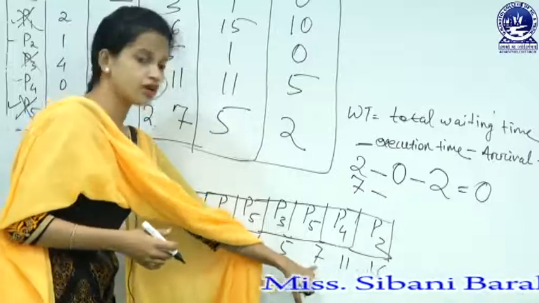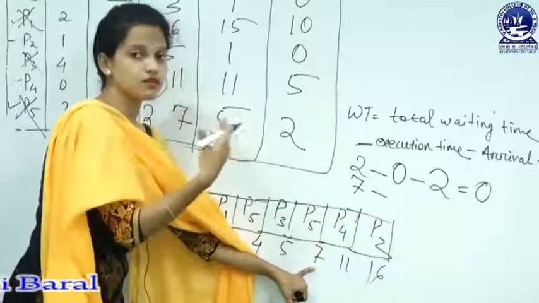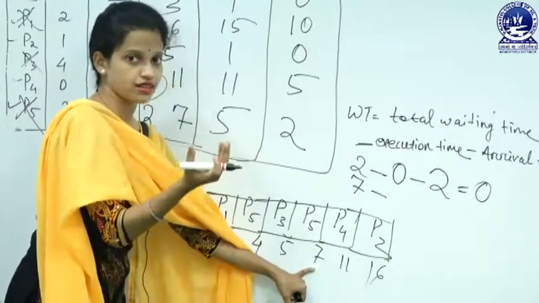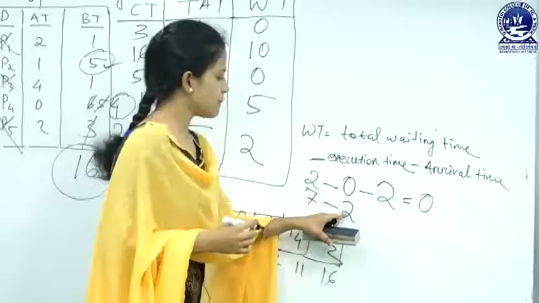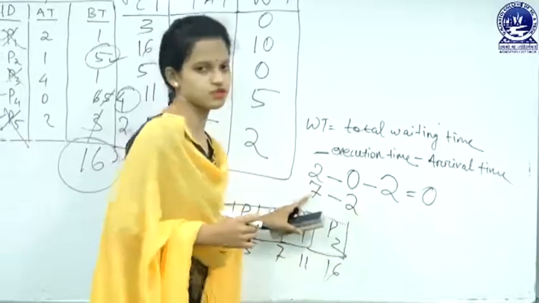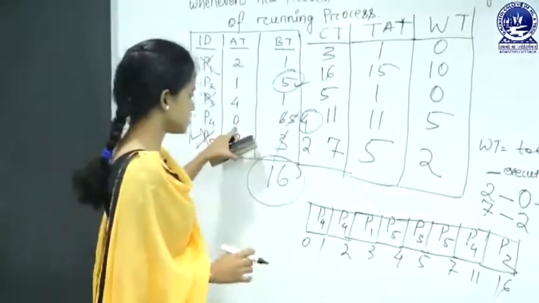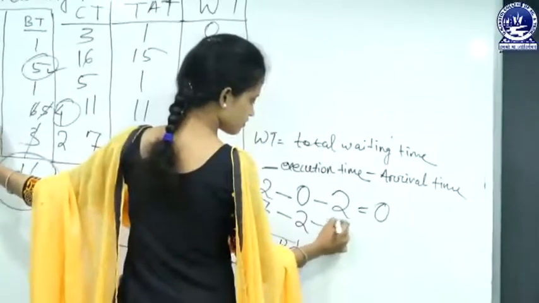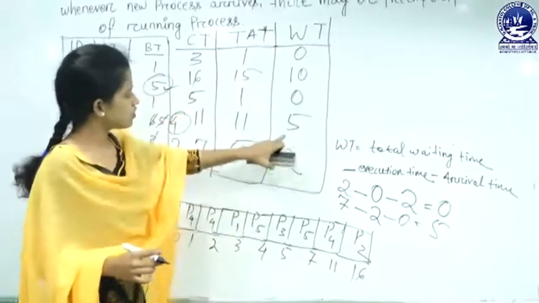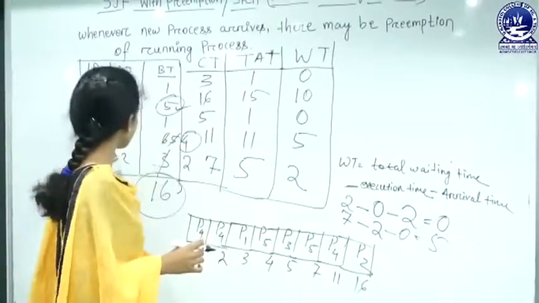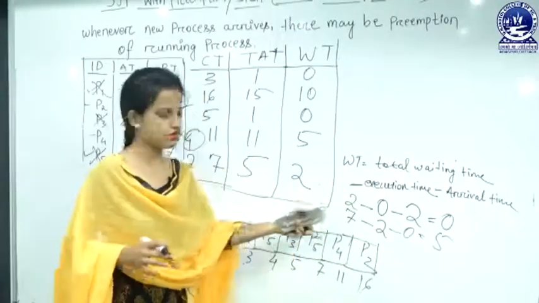This is not the actual waiting time, because before that P4 is executing sometimes. Okay, we have to subtract that. So here already 2 milliseconds P4 is executing, minus arrival time of that process P4. What is the arrival time of P4? 0. So 5. So the waiting time of P4 is 5. So that is the way you can do using that formula.